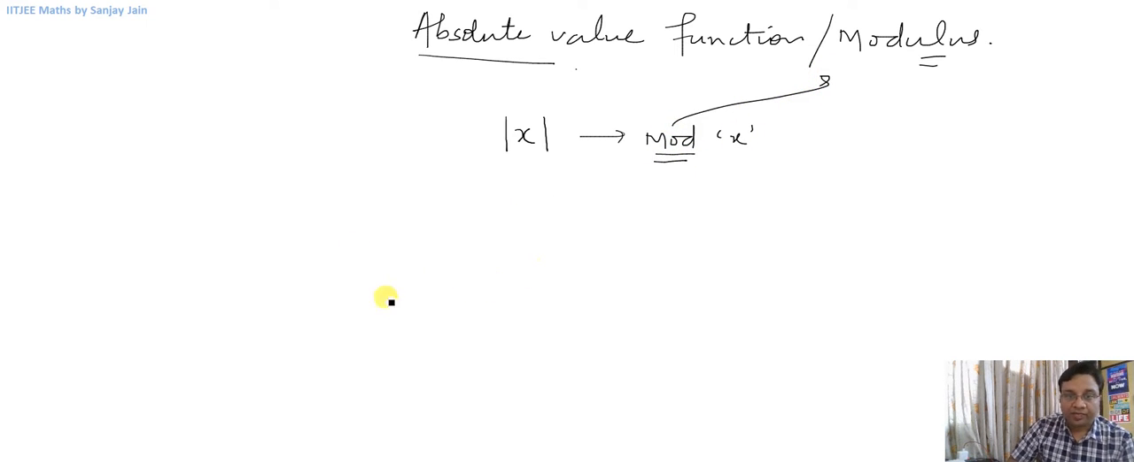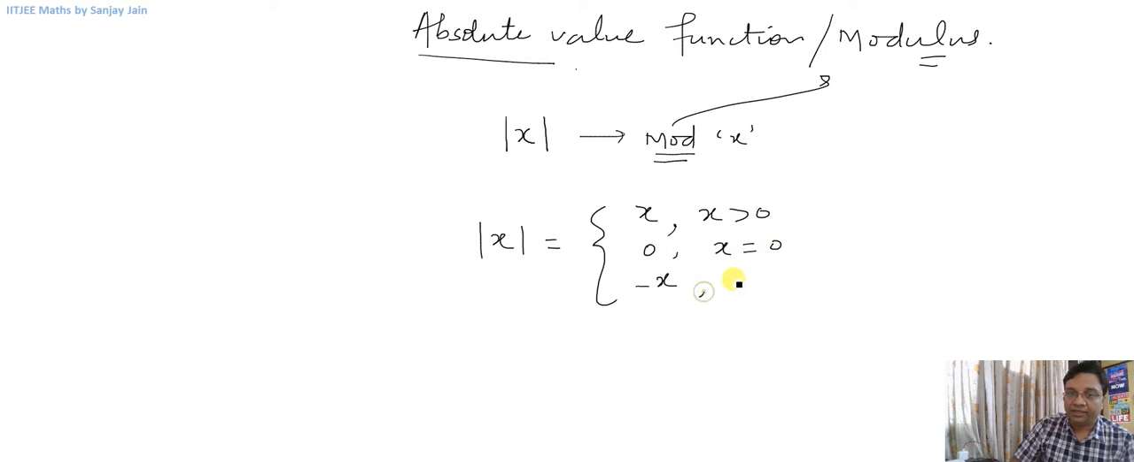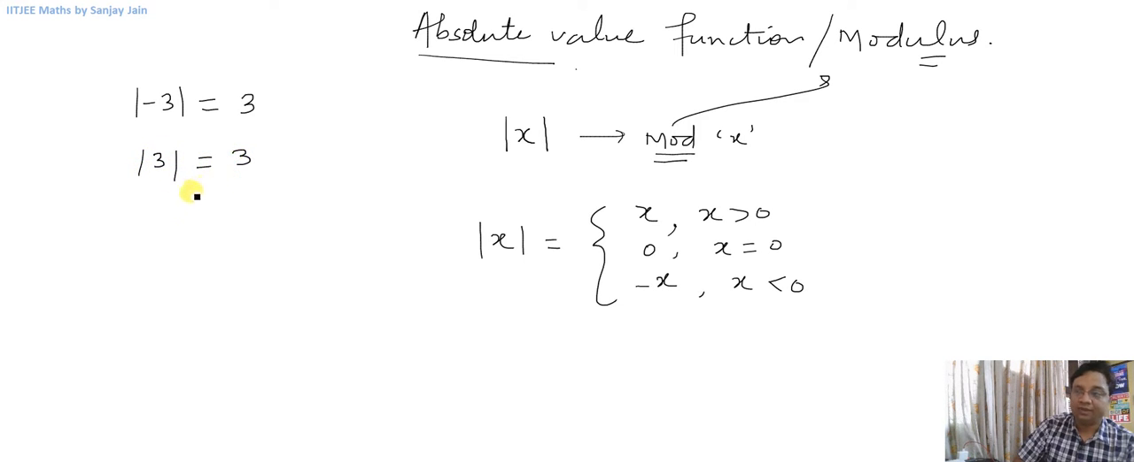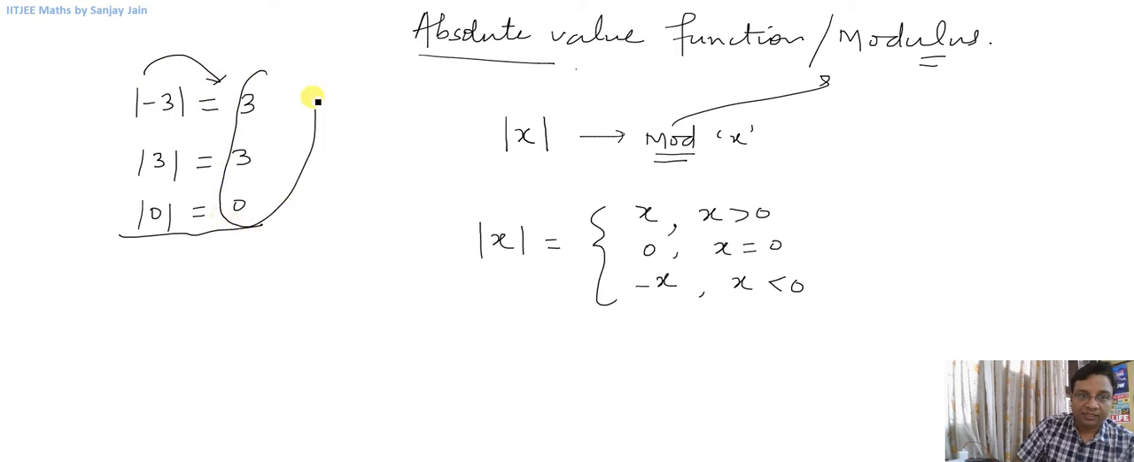Okay, so how it is defined is that mod of x is equal to x when x is greater than 0, 0 when x is equal to 0, and negative x when x itself is negative, right? For example, to learn it in simple language, if I put negative 3 inside it, it will give me 3. If I put 3 inside it, it will give me 3 back. If I put 0, it will give me 0. So it doesn't alter the magnitude, it just changes the sign to positive. So the results on the right hand side are all non-negative. In brief, I can say mod of x is always greater than or equal to 0.